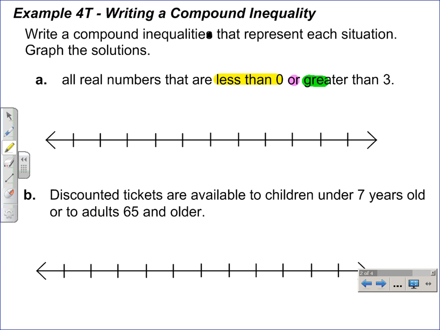greater than 3. We really don't have a variable, so we could write one. So for the first one, x is less than 0. It should be a pretty straightforward translation. Or x is greater than 3. So we need to take that. We did the writing the compound inequality part. Now we need to make a little graph.